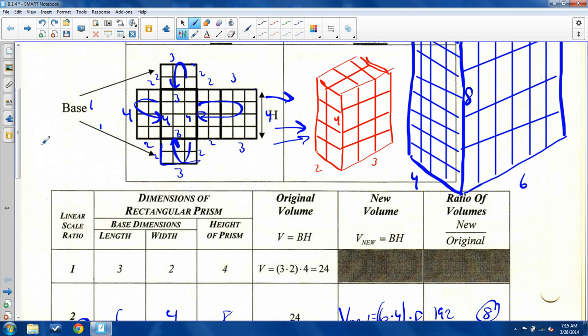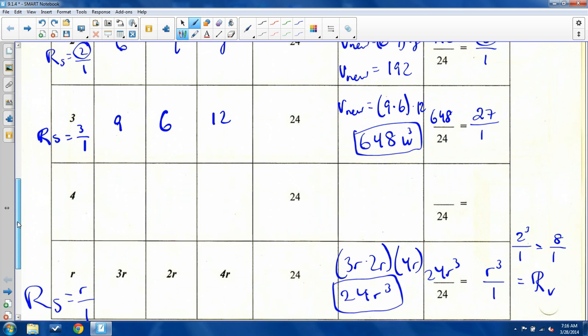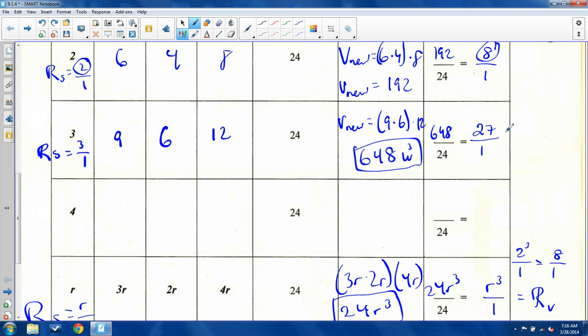If I did grow everything by 3, then I could fit 27 of the small prisms into the larger prism, the one that's 3 times as big everywhere. Remember, the prism isn't 3 times as big. The prism is 27 times bigger. Everything grew by 3, so that's what makes it 27 times bigger. 3 times 3 times 3, which is 3 cubed, which is 27 over 1.